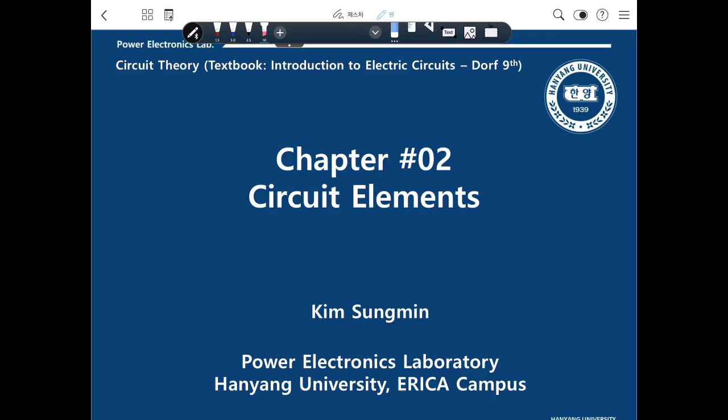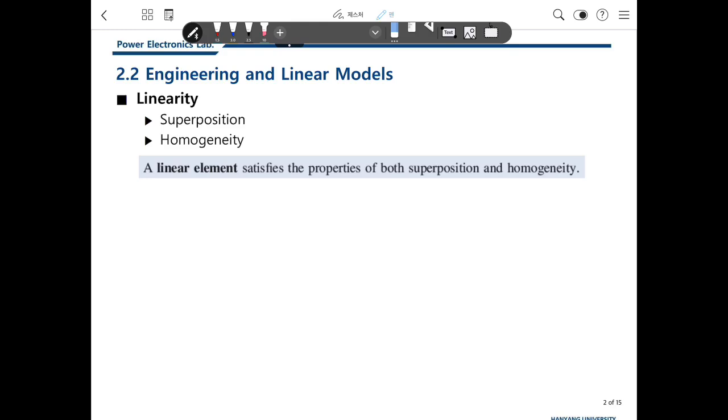The source is divided into two groups. The first is independent source, and the second is dependent source. We will deal with these topics. First, I want to introduce the linearity. What is the linearity? In Korean, it's 선형성. 선형성. This is a very important characteristic we will deal with.